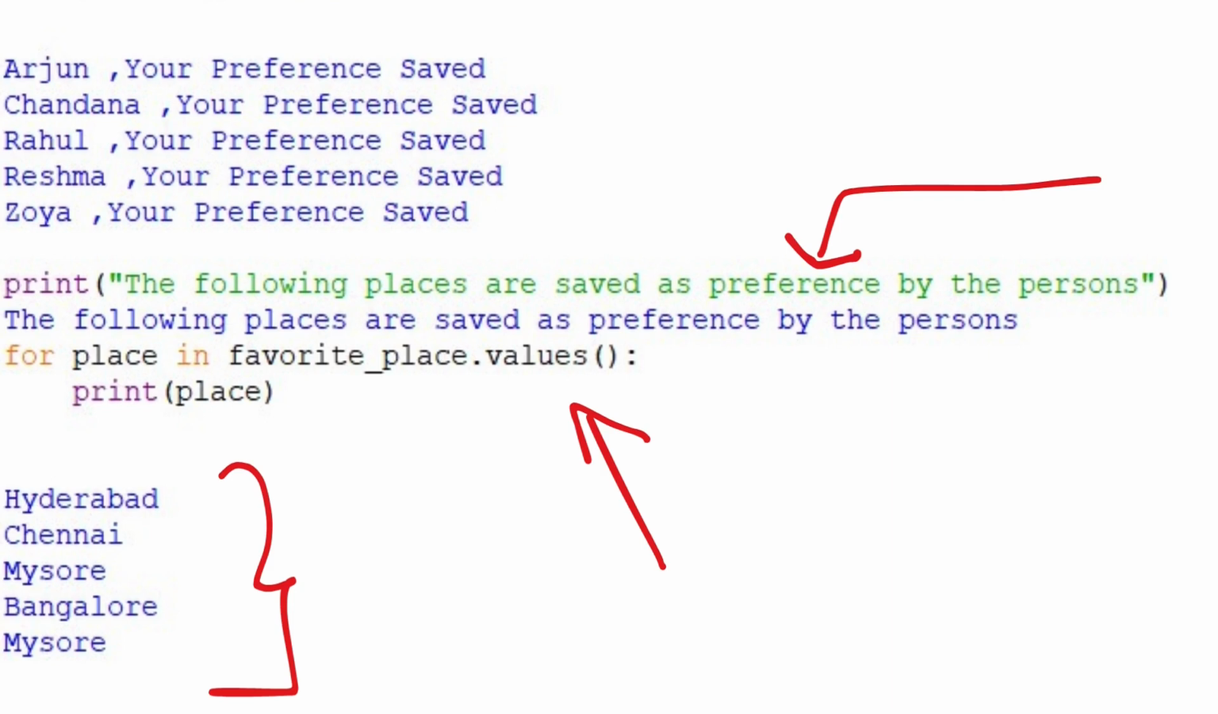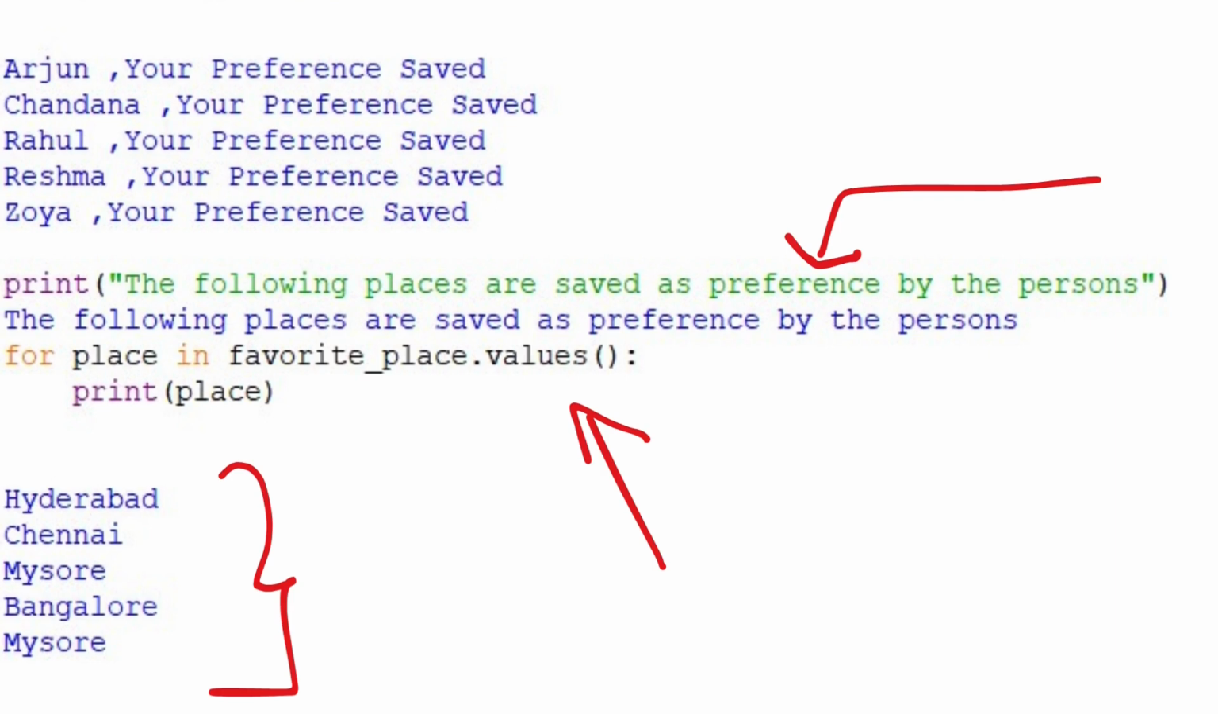But here we see repetition of places, right? Because this method pulls the values without checking for repetition. If this dictionary happens to have millions of persons and places as key value pairs, then the retrieved values will have a large number of repetitions. In order to avoid this scenario, we can use a set. A set is a collection in which each item is unique, and it is an unordered collection. So now we are going to wrap the dictionary's values method inside the set.